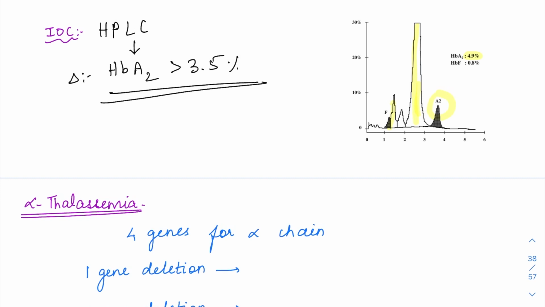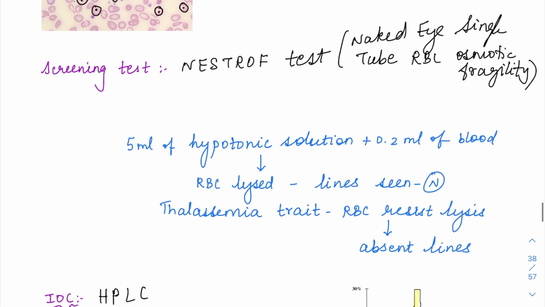So you'll have to look at the HPLC graph. Nowadays they are asking these kinds of questions, so pay attention. They could ask either of them. Sickle cell anemia, thalassemia, all of these can be asked. So 4.9% is definitely more than 3.5%. So it is a case of thal minor.